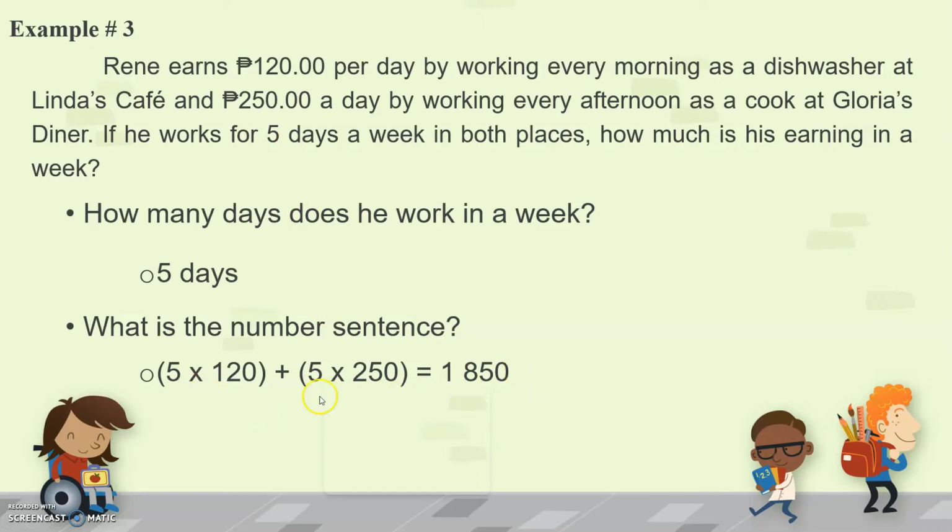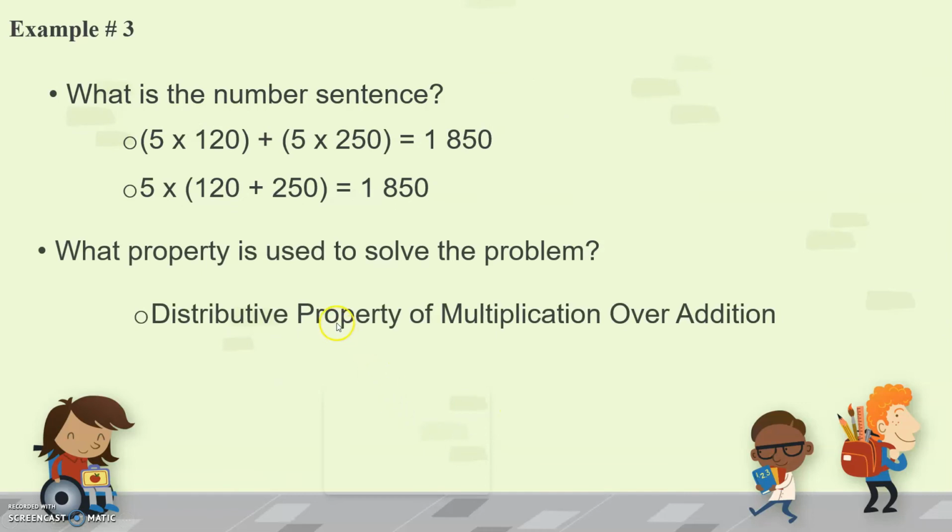Take note of the grouping of the equation. Next, pwede rin namang isulat siya ng ganito. 5 times 120 plus 250 is equals 1,850. So, tingnan nyo yung groupings. From this one, which is naka-group siya isa-isa, to this one, na pinagsama na lang yung 120 and 250 kasi same lang naman siyang minultiply sa 5. So, ang property na ginamit dyan ay Distributive Property of Multiplication over Addition.